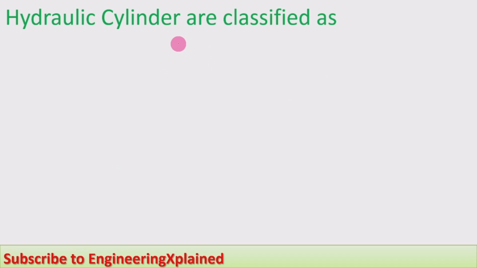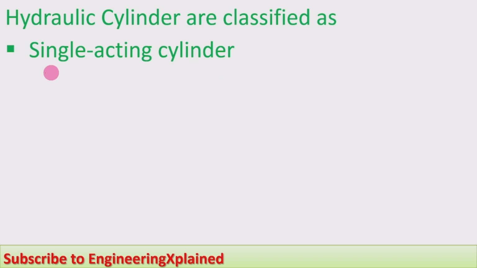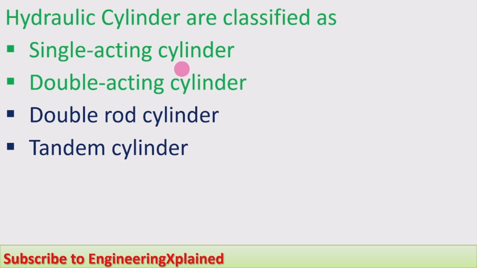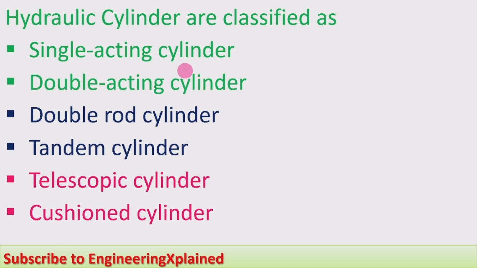The hydraulic cylinders are classified as follows: single acting cylinder, double acting cylinder, double rod cylinder, tandem cylinder, telescopic cylinder, and cushion cylinder. Single acting and double acting cylinders are the most commonly used in various applications, and that's why I have already discussed their working in the previous session. In this session, I'm going to discuss the other types of cylinders and their applications: double rod cylinder, tandem cylinder, telescopic, and cushion cylinder.